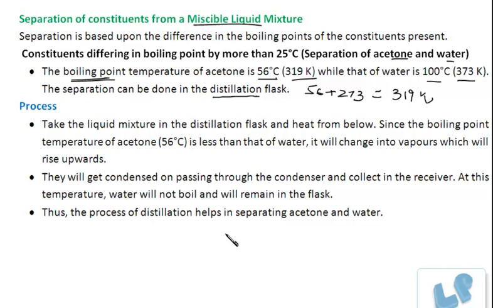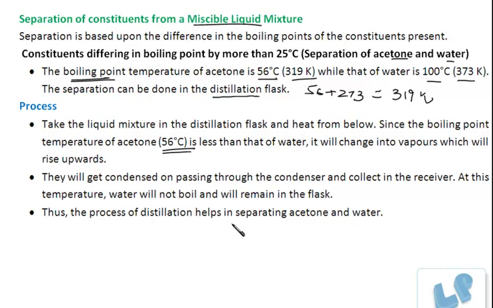Right? So the liquid mixture is taken in a distillation flask and heated. The boiling point of acetone is 56 degrees, which is less than water. So it will change into vapors which will rise upwards. They will get condensed on passing through the condenser and collect in a receiver. At this temperature, water will not boil and remain in the flask. And this is how we can separate.